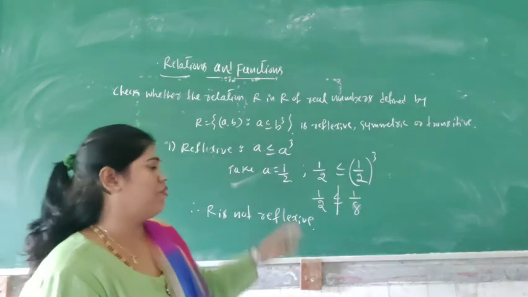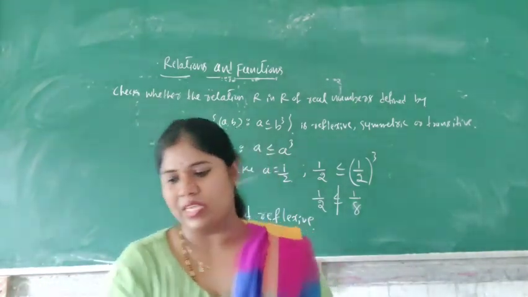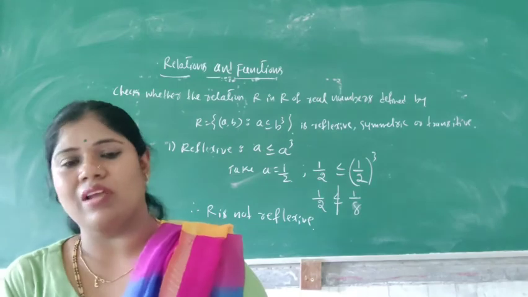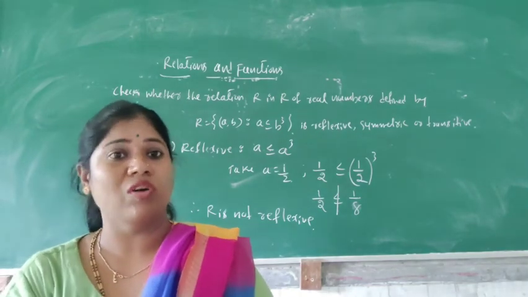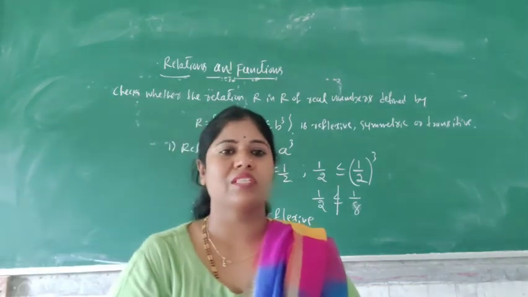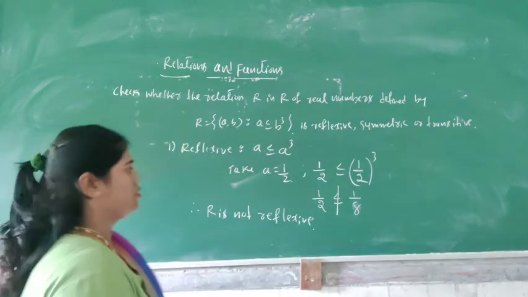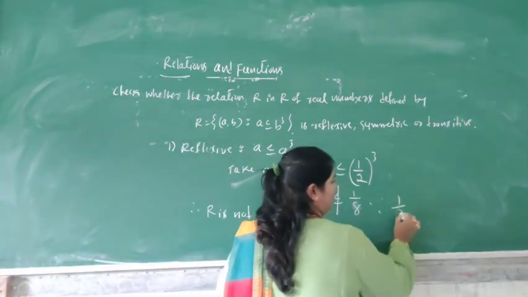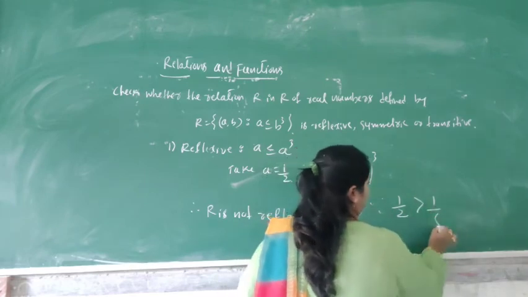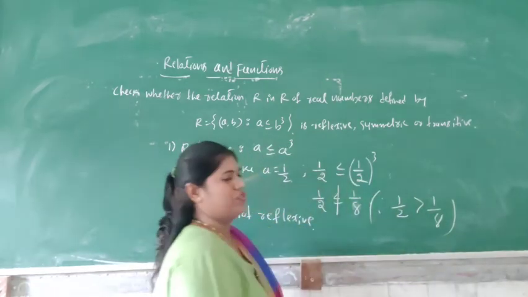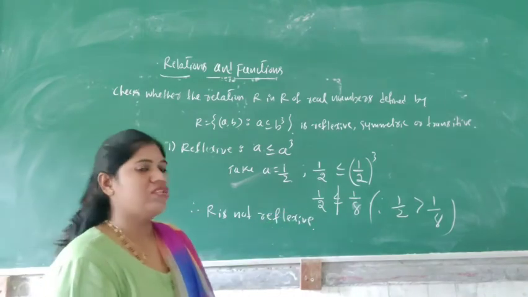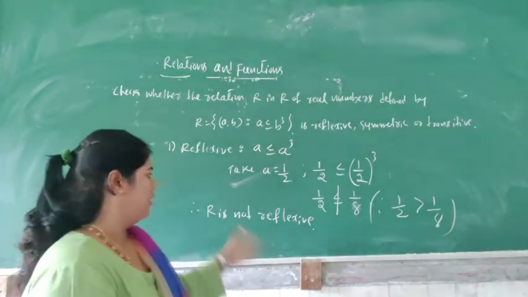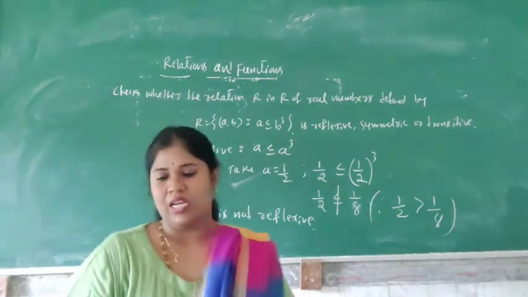So 1 by 2 less than or equal to 1 by 2 whole cube does not satisfy. Why does this not satisfy? Because 1 by 2 is greater than 1 by 8. You should know 1 by 2 is greater than 1 by 8. Therefore, R is not reflexive.